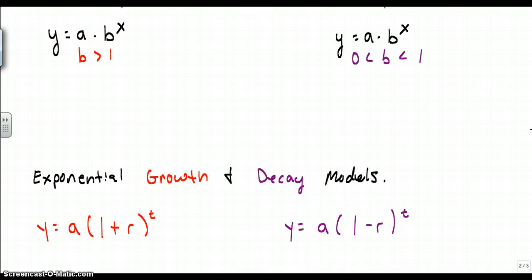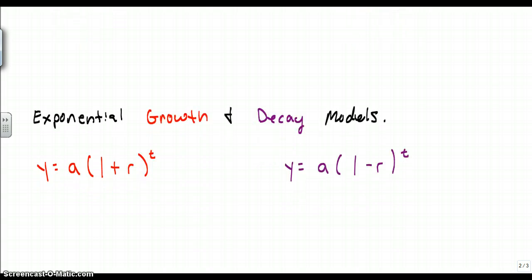And when we look at these exponential growth and decay models, this is just a little bit of a manipulated formula. You still have y equals a, like you do up here, a times some number. This 1 plus r, or this 1 minus r, is technically just some number, and that would be your b. And in these models, your exponent is denoted with a t, and that just means time. So usually when we talk about growth and decay models, we talk about change over time. So here we have a times the quantity 1 plus r raised to the t power.